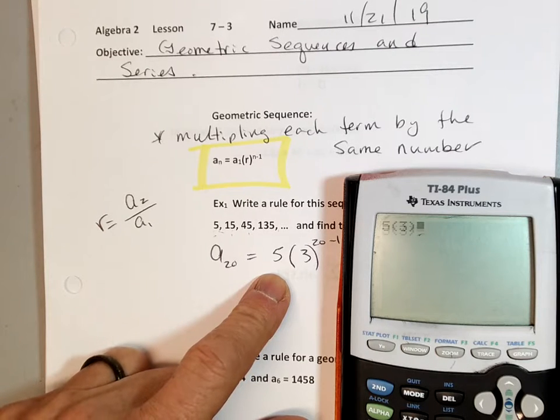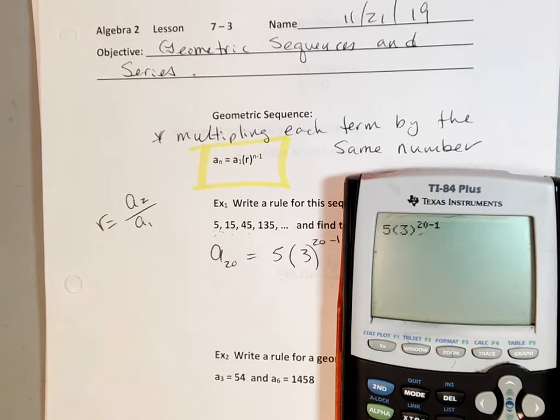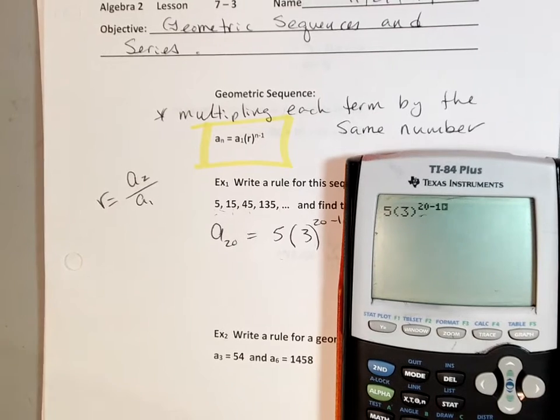3 to the power of 20 minus 1. I probably would have shortcutted that to 19, but it's okay. There it is. It's a really long number. It is a big number, because when you are multiplying, these grow exponentially. Remember we talked about exponential growth? These are exponential growth because you're multiplying by 3 each time.